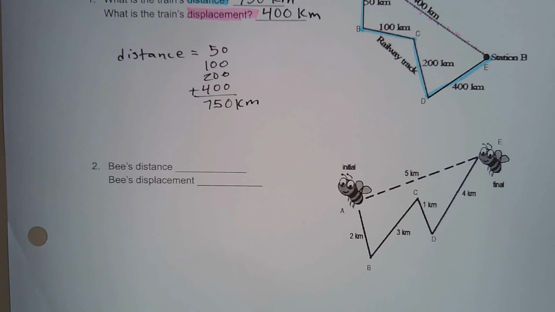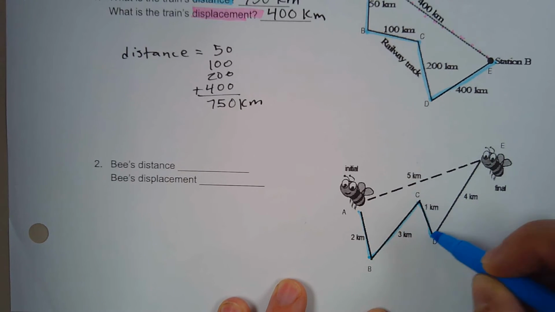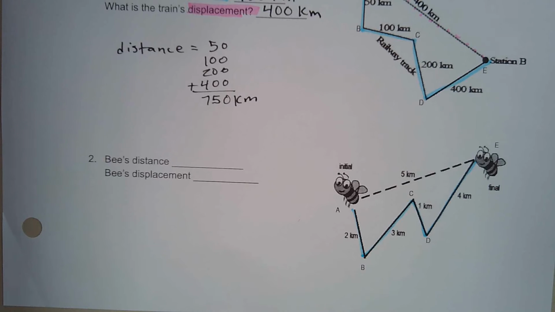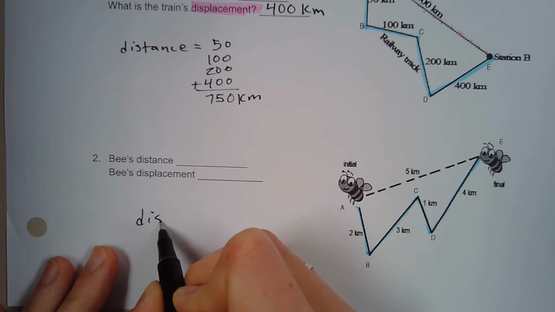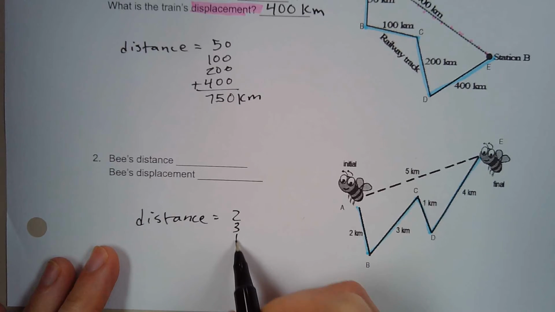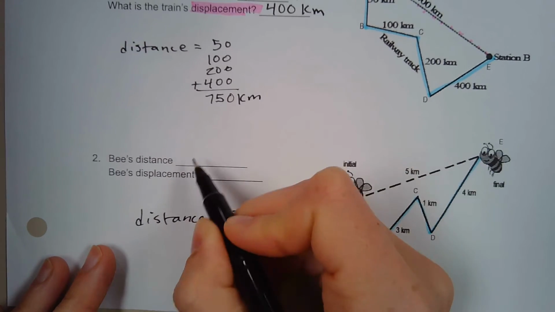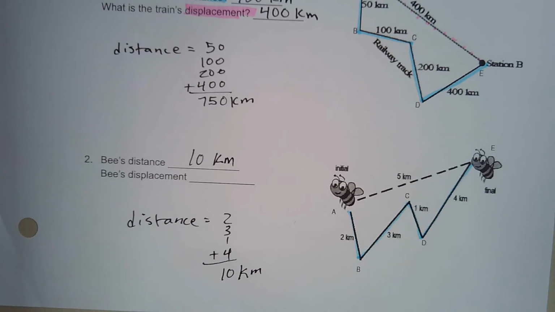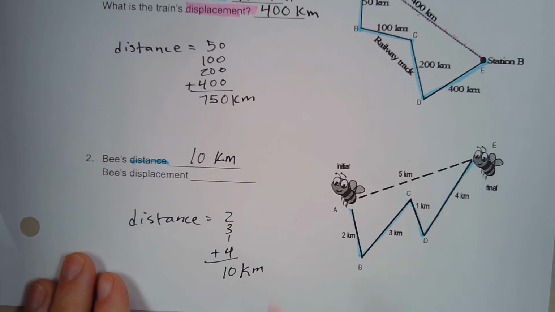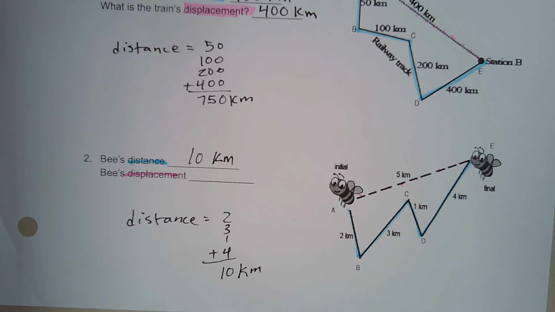Okay, so for this one, distance, the bee goes 2, and then 3, and then 1, and then 4, so that is 2, 3, 1, and 4, which this is 5, and that is 5, so it's 10 kilometers. That bee flew very far. 10 kilometers. Its displacement is how far it is from where it started, so it's 5 kilometers from where it started.